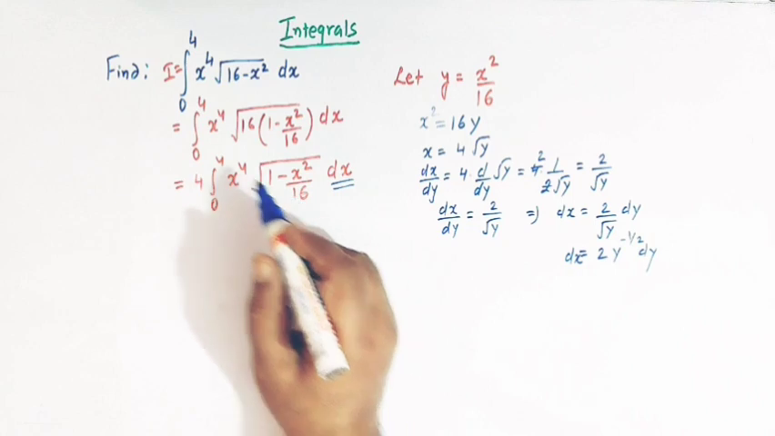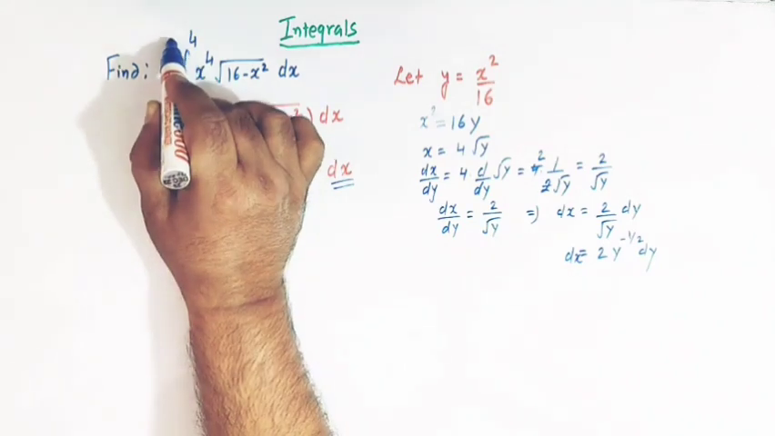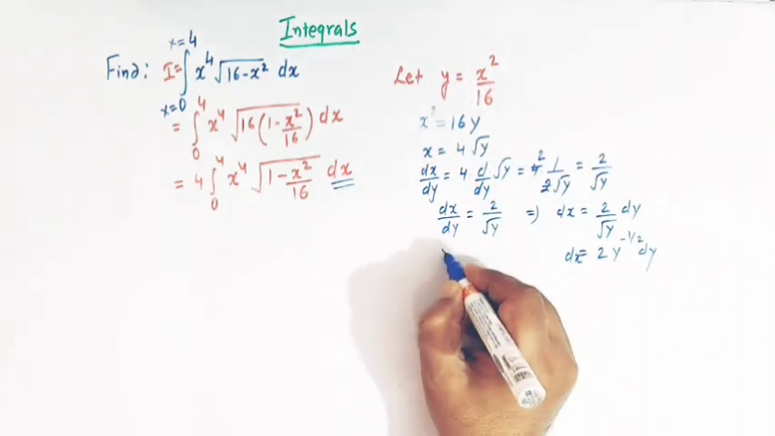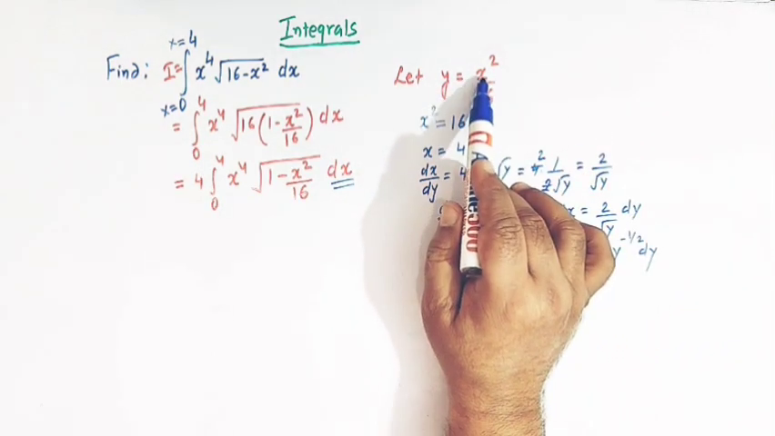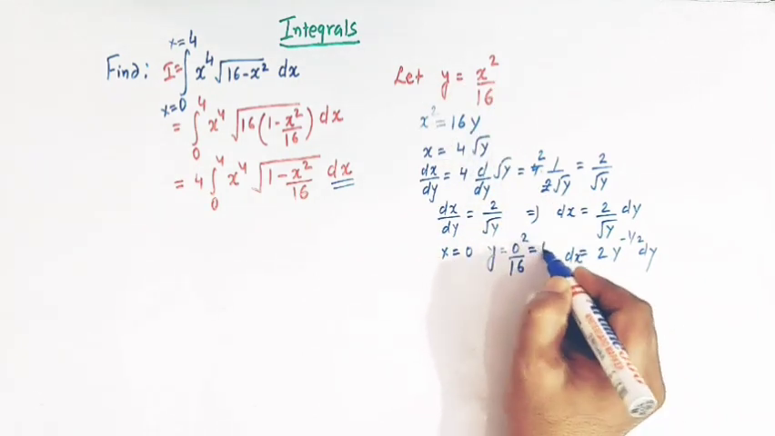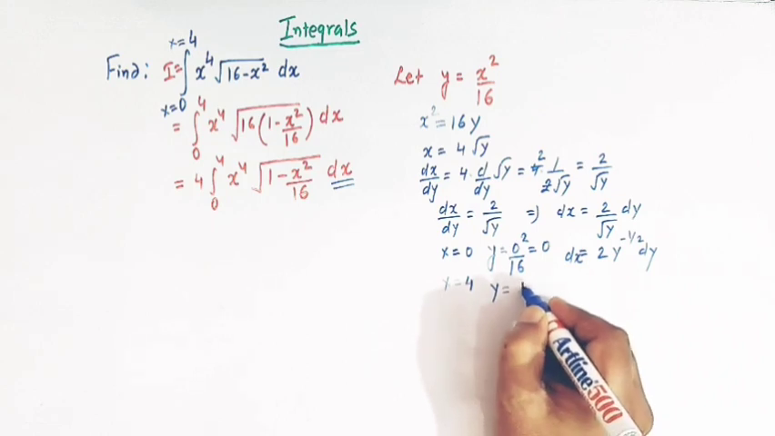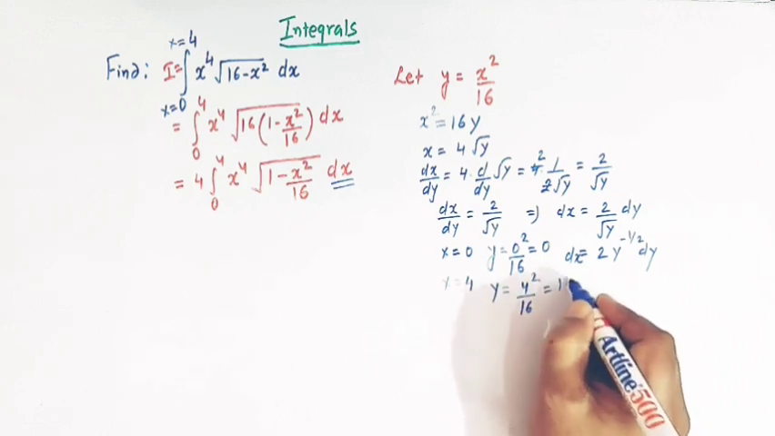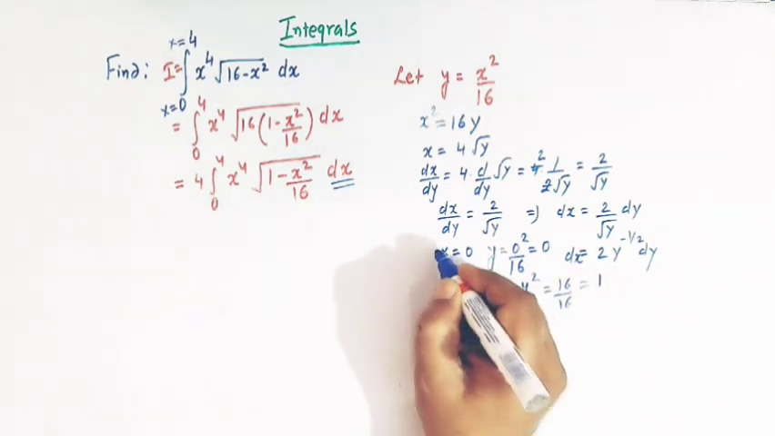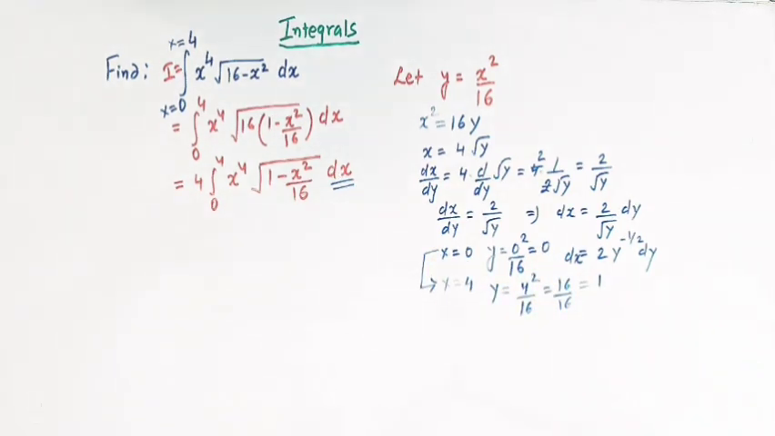Now let us change the limits. Here x is equal to 0, and the upper limit is 4. When x is equal to 0, we can find the value of y from this relation: y is 0 square over 16, that is 0. And when x is 4, y is equal to 4 square over 16, that is 16 over 16, which is equal to 1. So when x goes from 0 to 4, y goes from 0 to 1.